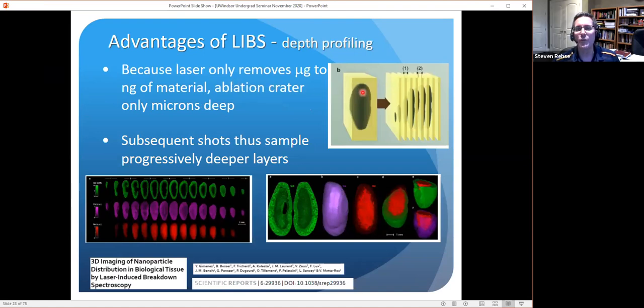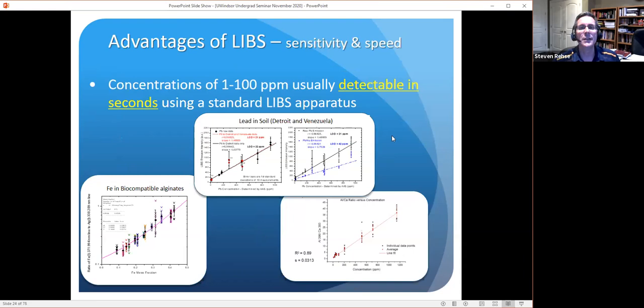And because we only remove micrograms to nanograms of material, it makes a very, very thin crater. But that means you can just sit in one location and start to dig deep. So you can get that same spatial resolution in depth through the material. And that's what you're seeing here: the same type of slice of a kidney, but in progressively deeper layers. So it's truly three-dimensional elemental analysis. And none of the other techniques have anything like that because they tend to digest the entire sample. So that's a really big advantage of it.